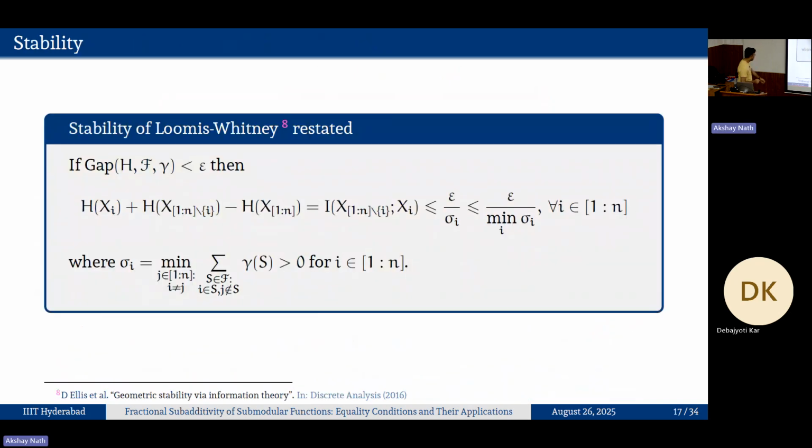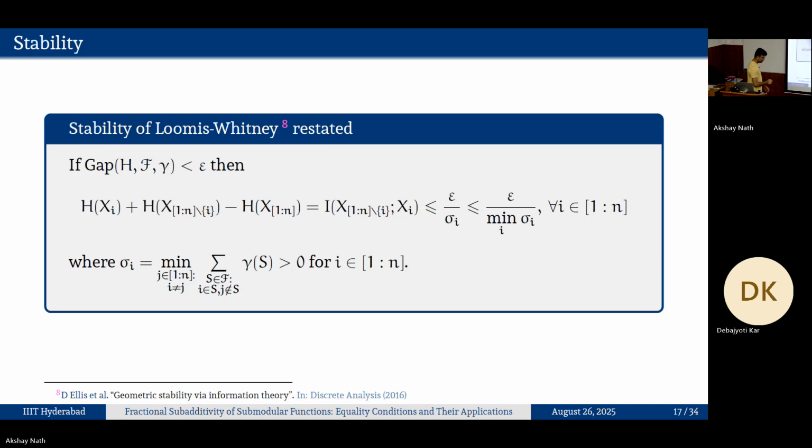So this is from Ellis, Friedgut, Kindler, and they showed that if the inequality is almost true, then it's almost a box. What does this mean? I'm saying that with respect to every direction, every coordinate, I have this mutual information bounded. That means there is some width on the side. So this is the information saying that.